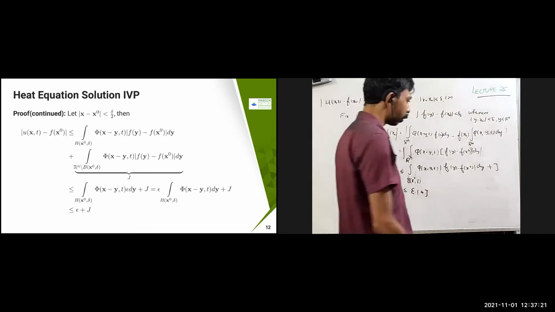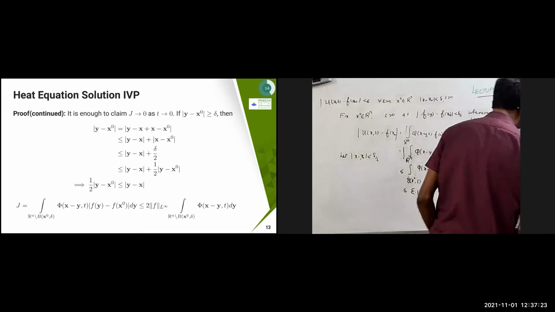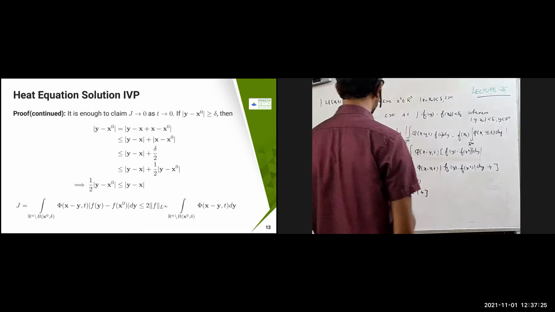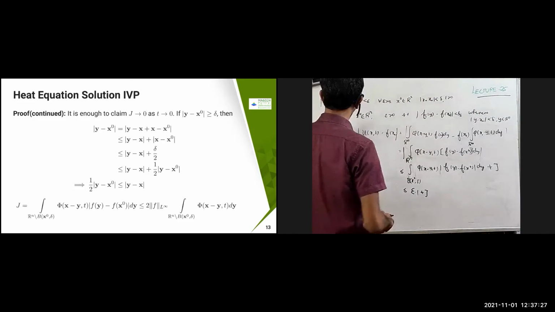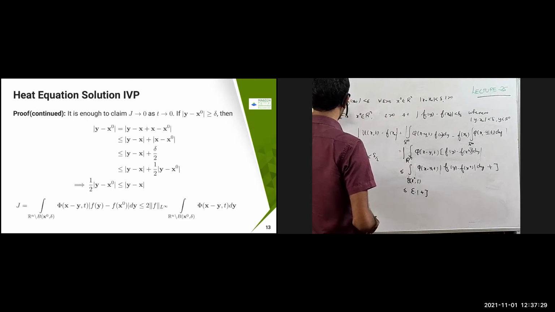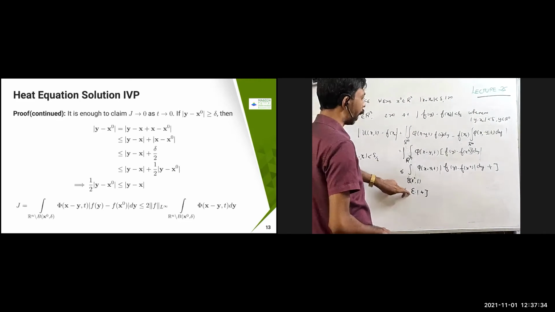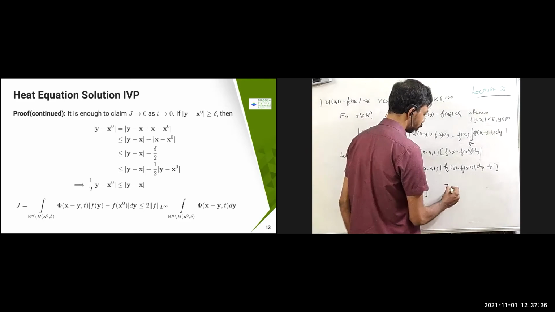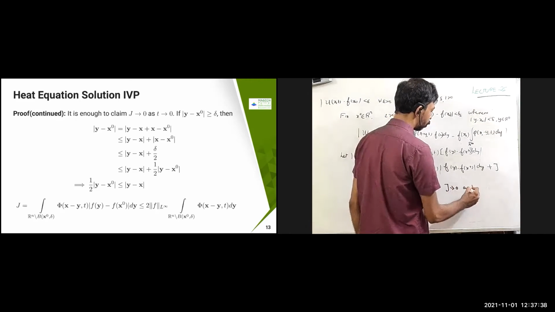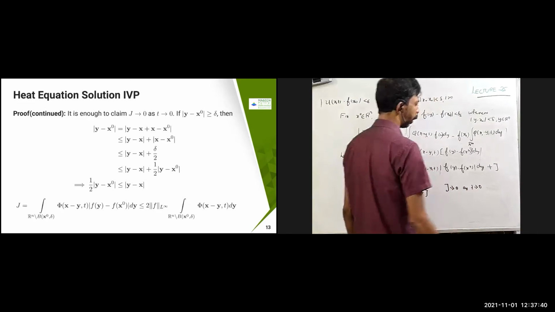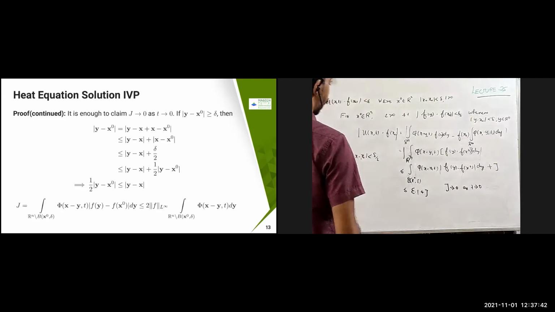Now what we need to prove is, what about this J? What I need to prove is that |u(x, t) - f(x_0)| is less than epsilon. So in this case, if I prove that J tends to 0 as t tends to 0, then I'm done. My proof will be done.